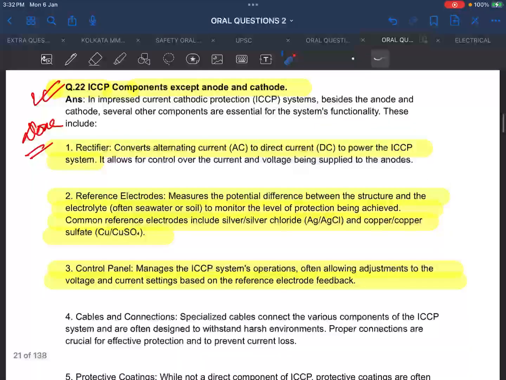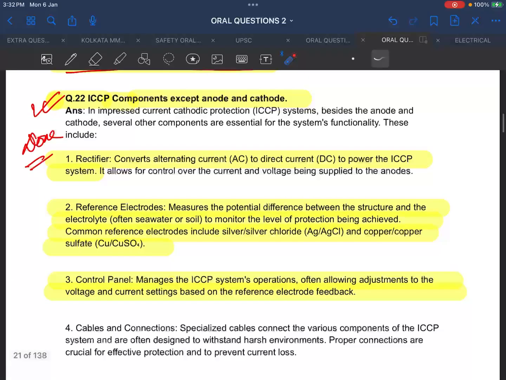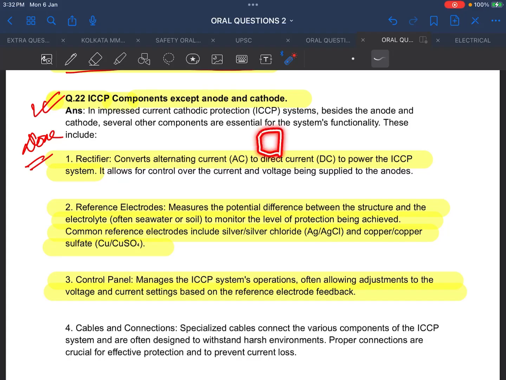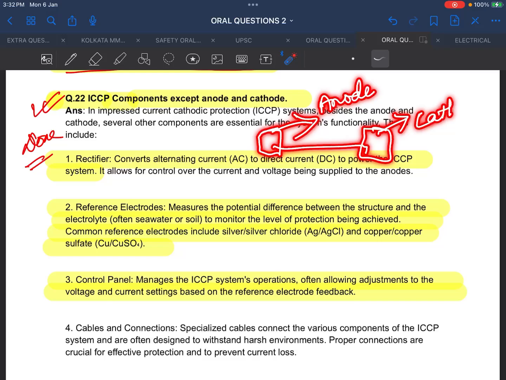Next question: ICCP components except anode and cathode. You know the ICCP, we are basically using the ICCP to protect the ship hull. Why are we using the ICCP? To protect the ship hull. And how does it work? Whenever two dissimilar metals come in contact with an electrolytic medium, the more active metal will undergo corrosion and act as an anode, and the least active metal will not undergo corrosion and act as a cathode.